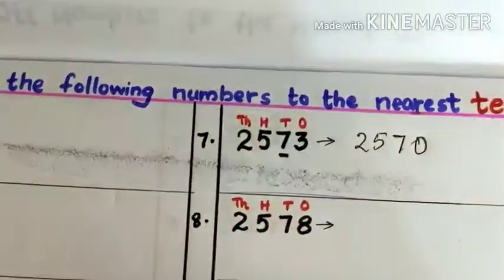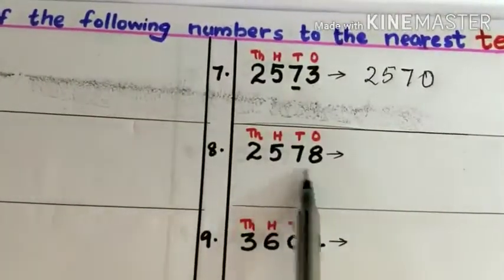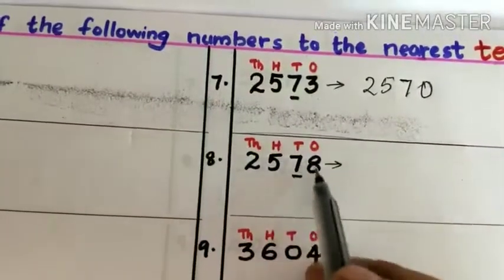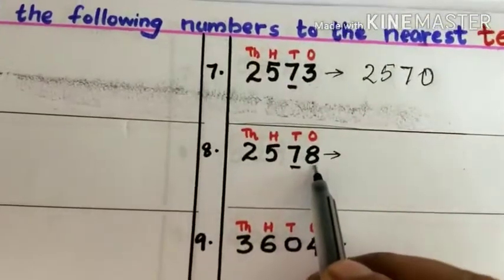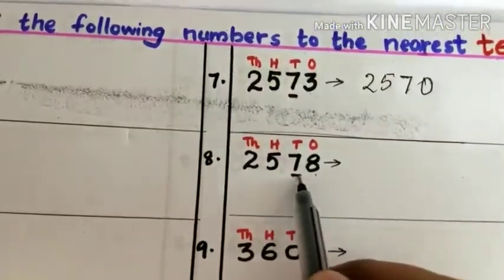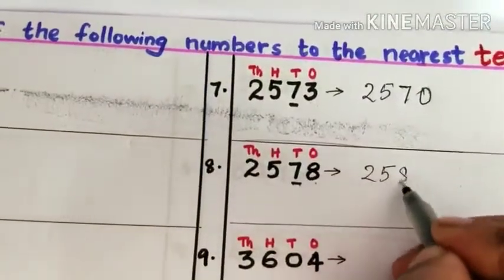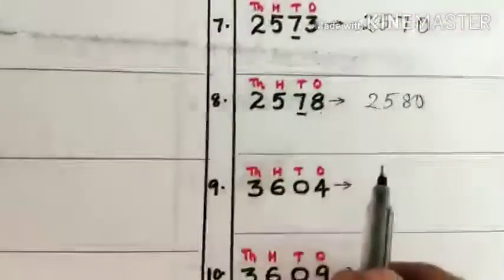2570 rounded down. Next number, 2578. Tens place digit 7. Next digit, ones place digit 8, is greater than 5. So 7 will change and become 8. 2580. 78 becomes 80.